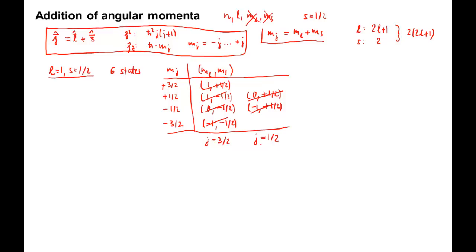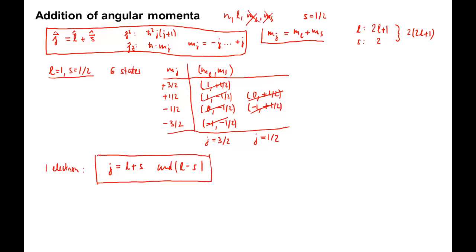We can summarize this in a rule for the addition of angular momenta. For one electron, the rule is the following. The possible values for J are L plus S and the norm of L minus S. For many electrons, the rule is more general. The total angular momentum quantum number J can be L plus S, L plus S minus 1, all the way down to the norm of L minus S.